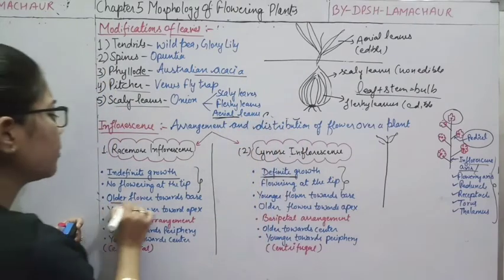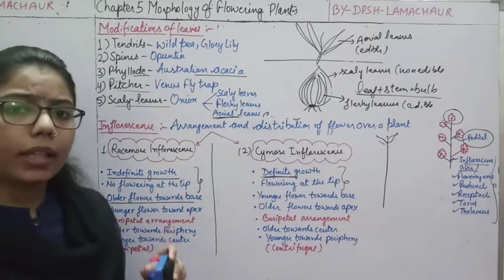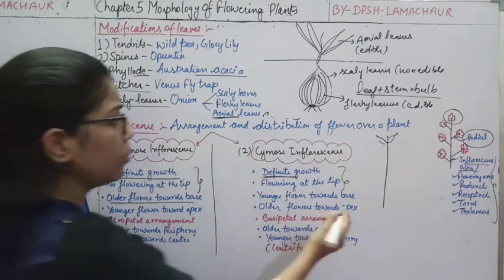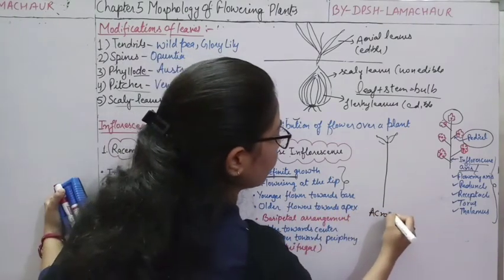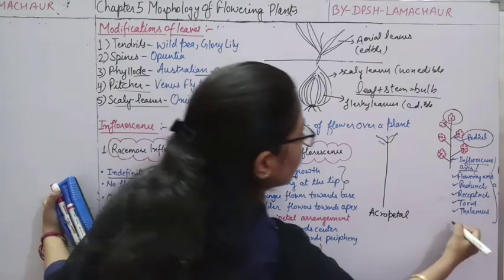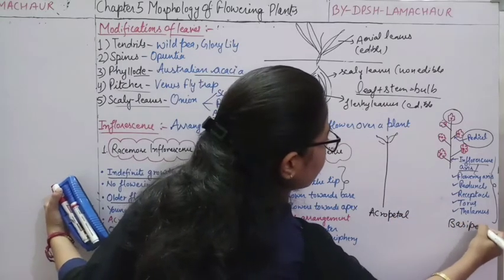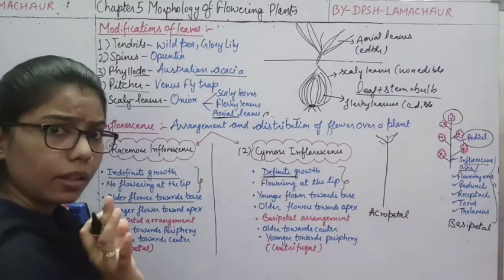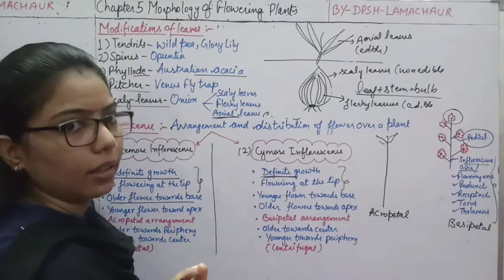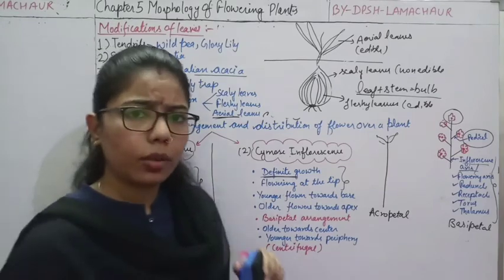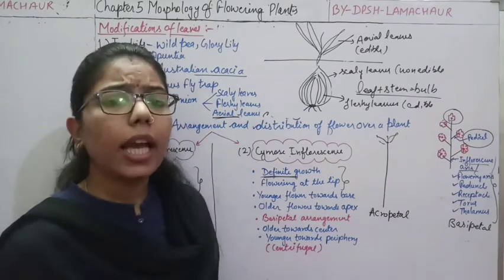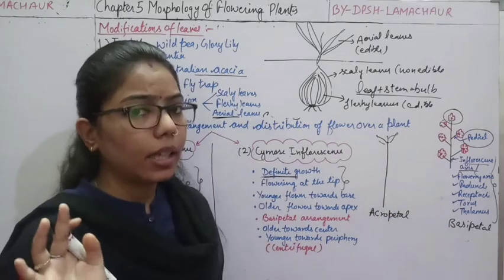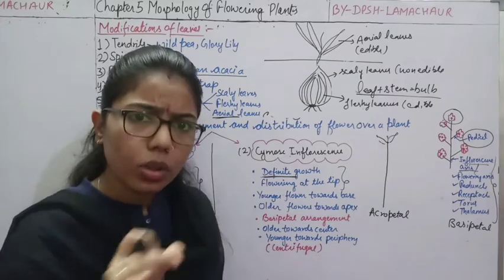Now another one is very important, that is acropetal arrangement. In racemose we are having acropetal, and here we are having basipetal. What is the meaning of acropetal? Acropetal means, you can remember this term like ascending. Ascending means what? From smaller to larger, and basipetal you can memorize with the help of descending. It means that from larger to smaller.